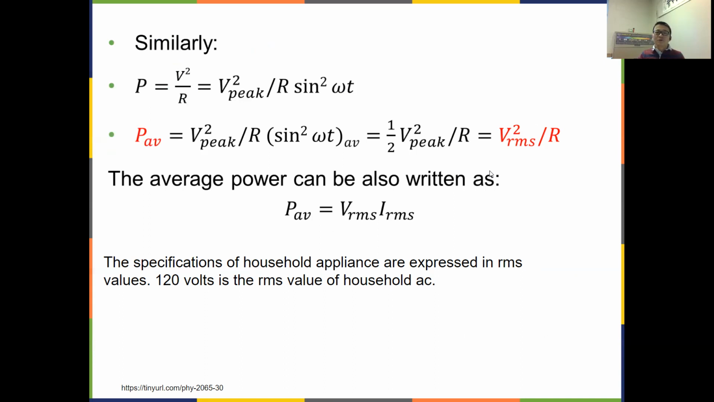Now, for your appliance, the specifications listed are in RMS values. For example, the power is the average power, so it's calculated from the RMS of the voltage and current. The voltage given is the RMS quantity, and the current given is the RMS quantity. So the 120 volts household AC is the RMS value of the voltage. The maximum could be higher. It's around 170, basically this value multiplied by square root of 2.